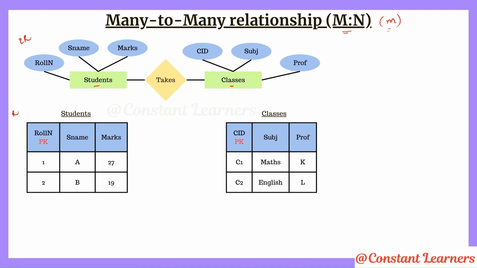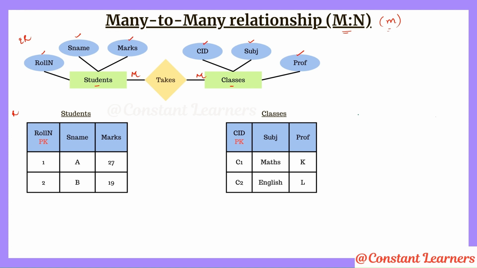Now, this student entity has three attributes: roll number, name, and marks. And classes entity also has three attributes: class ID, subject, and professor. Now, the relationship between these two entities is that students take classes, right? So, the students are taking classes. But what type of relationship do we want to build between these two entities? Many to many relationship. That is, many students are taking many classes. That means one student can take multiple classes, another student can take the same classes or different classes.